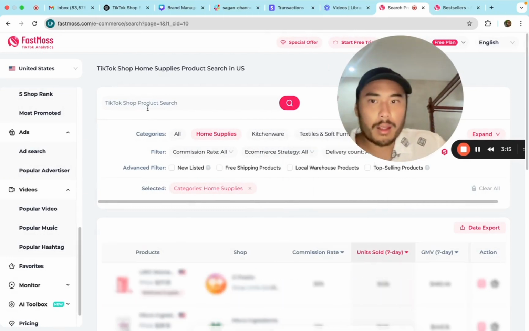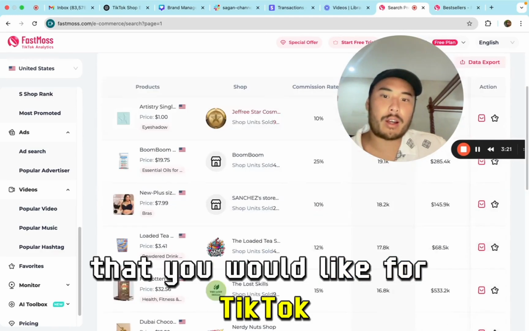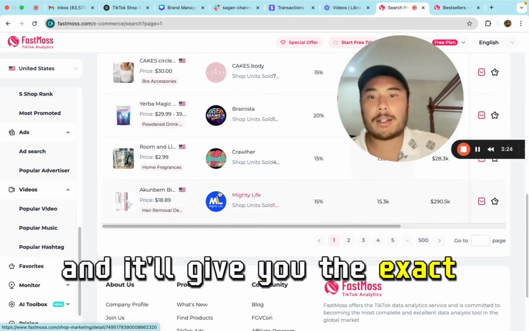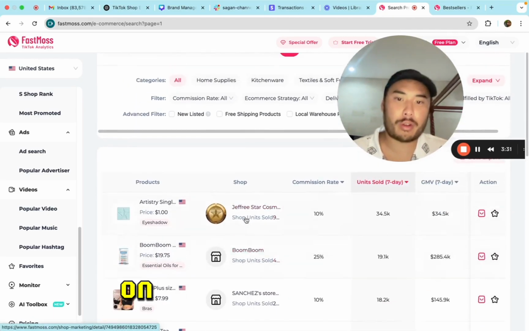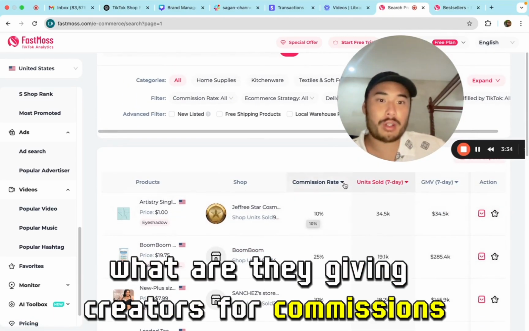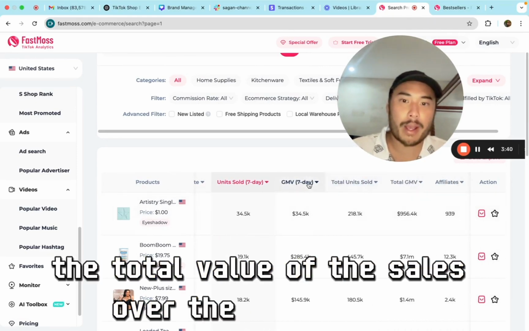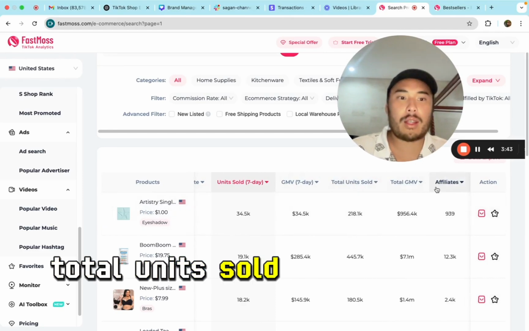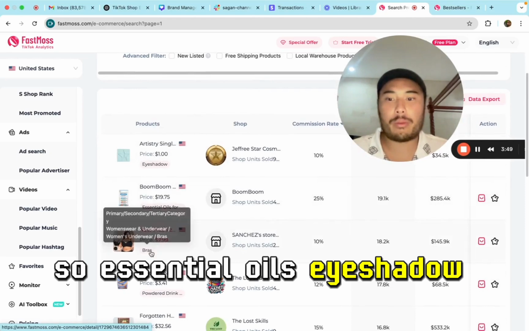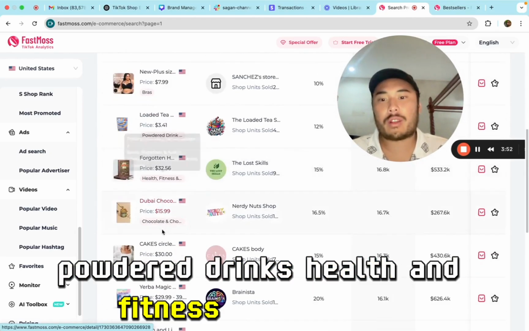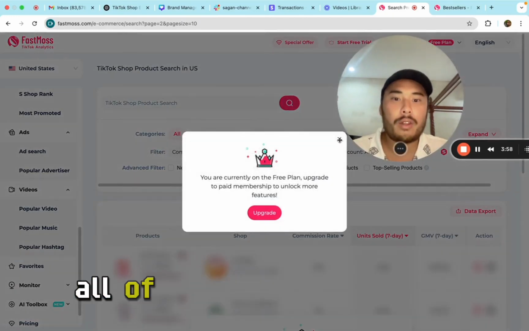Anyway, you can basically look up any category that you would like for TikTok, and it'll give you the exact category to look for, what the commission rates are on the current shop, what they're giving creators for commissions, how many units per day they're selling, GMV, so like the total value of the sales over the past 7 days, the total units sold, and then the affiliates, how many of them have, and what category. So essential oils, eyeshadow, bras, powdered drinks, health and fitness supplements, chocolates, bra accessories, home fragrances, hair removal stuff. All of these paywall again.